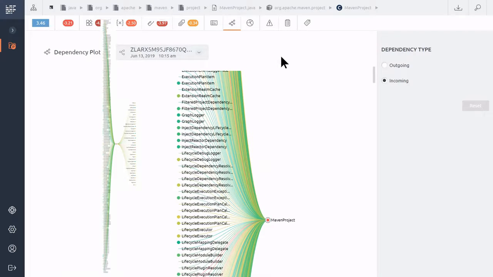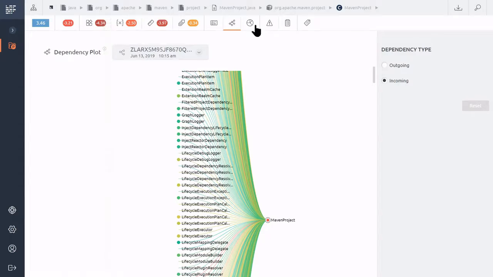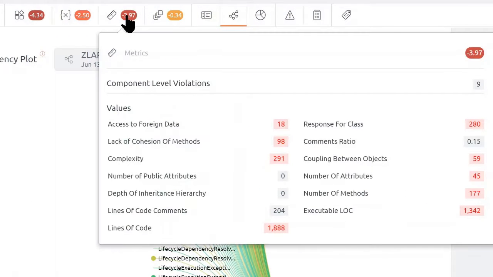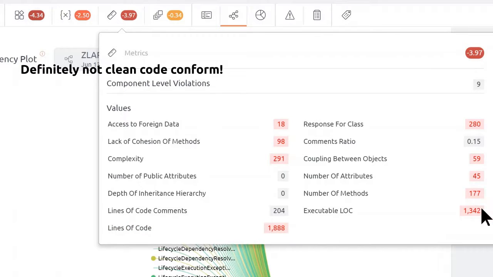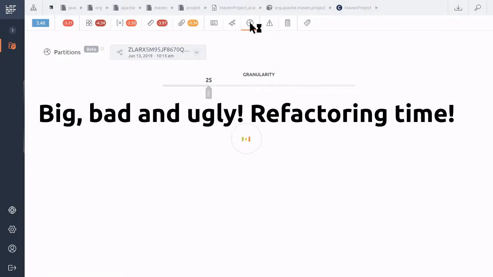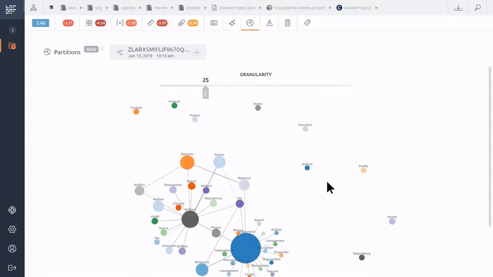Let us have a look at the metrics of this component. This component has too many lines of code. Its cohesion is not good. Coupling too. This component screams that it has unresolved bugs in it that just wait to hit production. Okay, you're big, bad, and ugly.